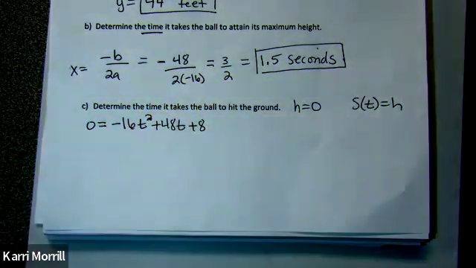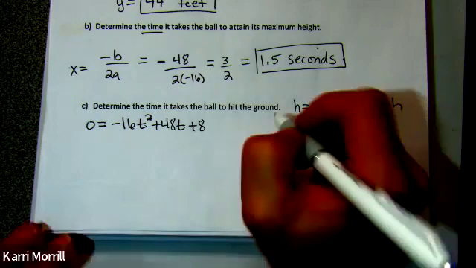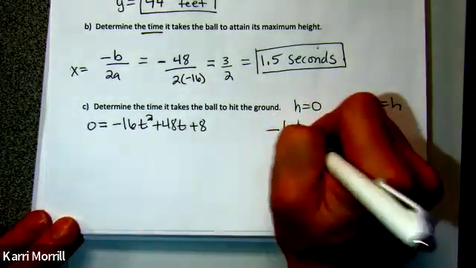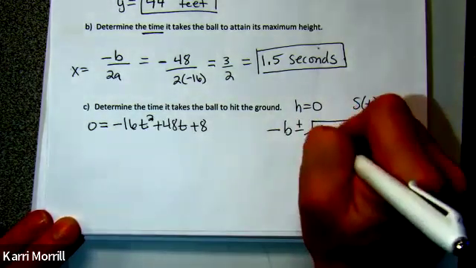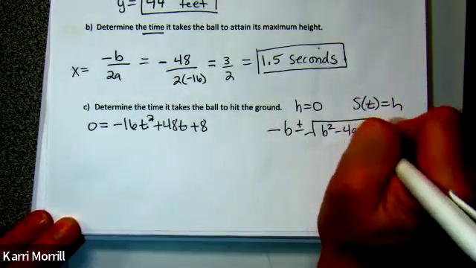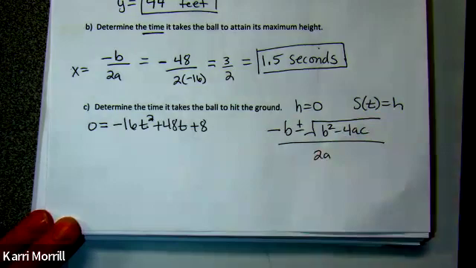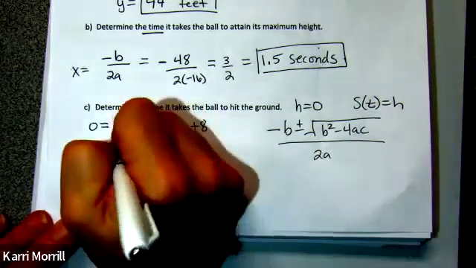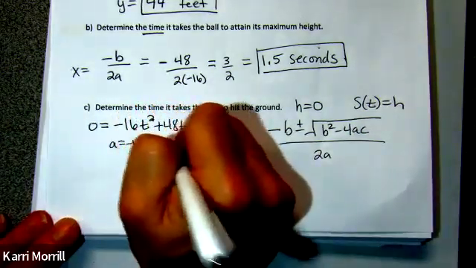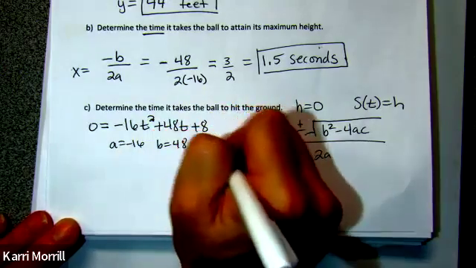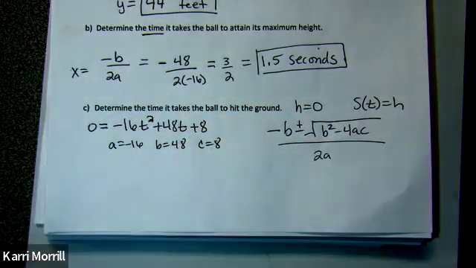And so to find the time it takes for the ball to hit the ground, we would use our quadratic formula. We have negative b plus or minus the square root of b squared minus 4 times a times c, all over 2a. So my a value is negative 16, my b is 48, and my c is 8. So I'm going to plug that stuff in, and I'll let you work quietly while I work quietly.